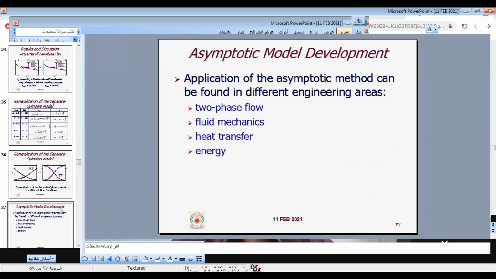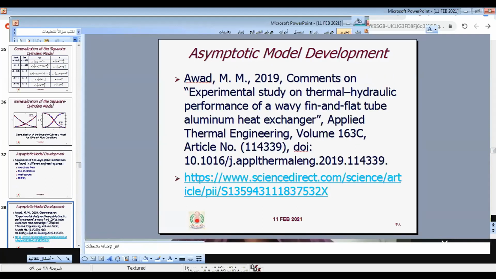Churchill and Usagi have a very famous paper in 1972 about the asymptotic model approach. The asymptotic model approach can be applied in different engineering areas, such as two-phase flow, fluid mechanics, heat transfer, and energy. For example, I have one comment paper in Applied Thermal Engineering that was published in December 2019. It's a comment on an experimental study of thermal hydraulic performance of woven fin and flat tube aluminum heat exchangers. And this is the link of my paper.